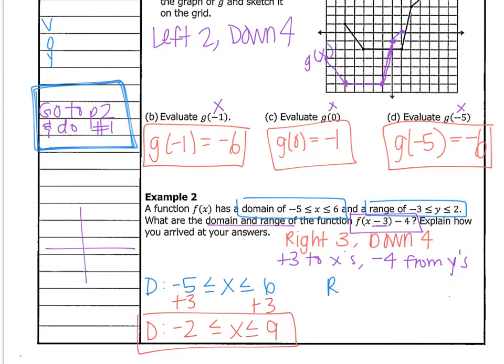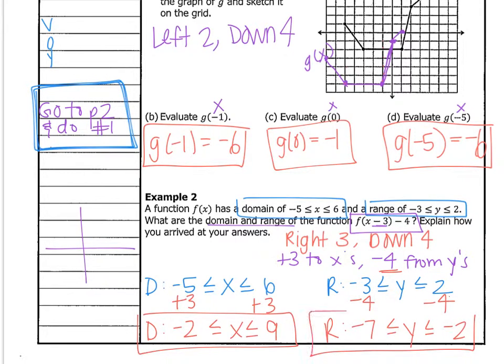Move into range. Again, start by writing the original from the problem. This time, instead of adding, we said we were going to subtract 4 from the y's. So our new range, -3 minus 4 more is -7, less than or equal to y, less than or equal to -2. There we go. That problem's done.